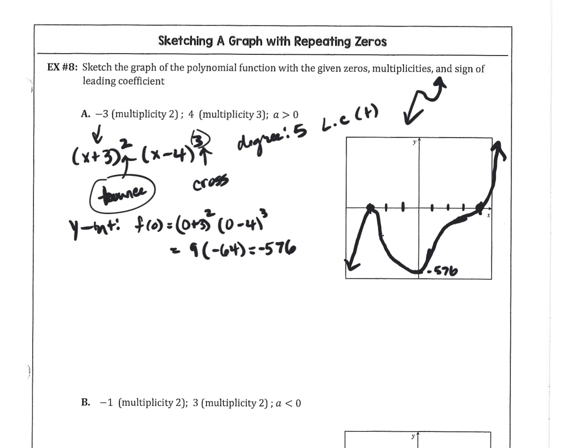This bounce, let's highlight the parts. This bounce at negative 3 is this. This cross at 4 is this, and because it's cubic, it kind of does the snaky thing. And then the last feature we had was the y-intercept at negative 576 is right here, and that helped us. Now, this stuff right here gave us our ends, which now also match.